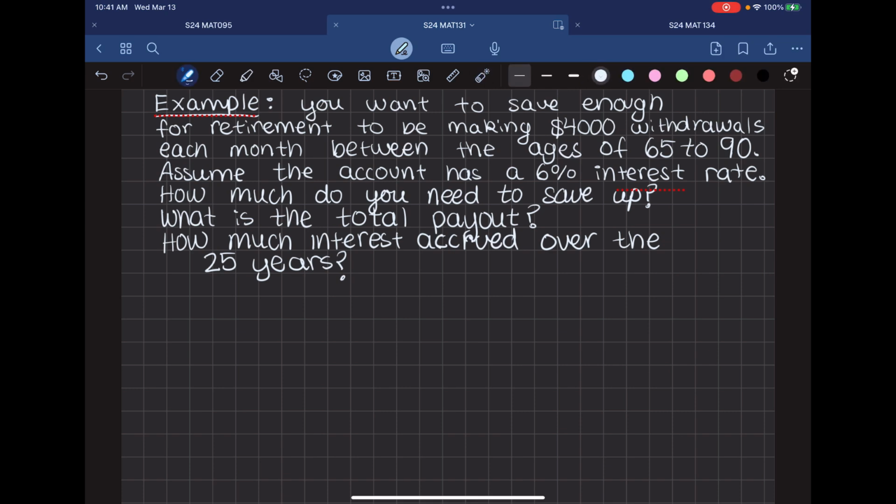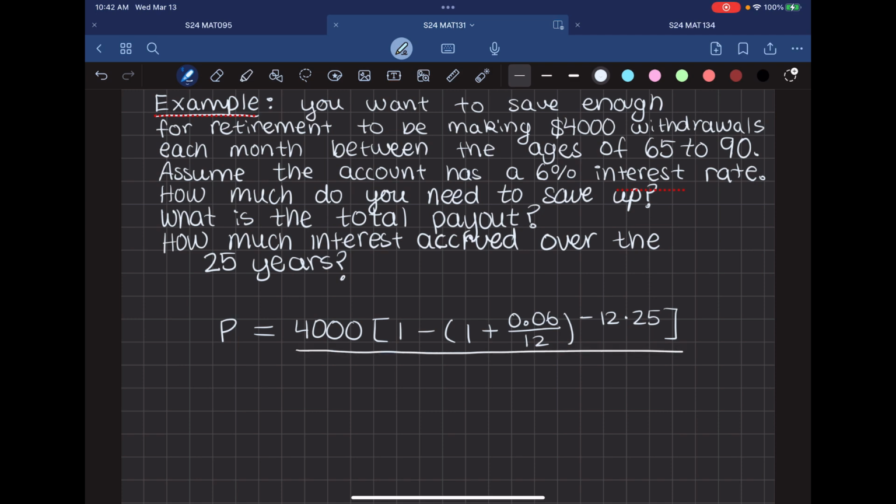All right, so we can set up our formula for this. We're trying to figure out how much we need to save up, which is going to be our principal balance. So we don't know what P is, but we know that our monthly withdrawals are going to be $4,000 each. We're going to multiply that by 1 minus, and we have 1 plus R, where R is 0.06 and N is 12, raised to the negative N, which is 12, times the number of years. If we're going from 65 to 90, that's going to be 25 years. And then we divide this entire thing by 0.06 divided by 12.